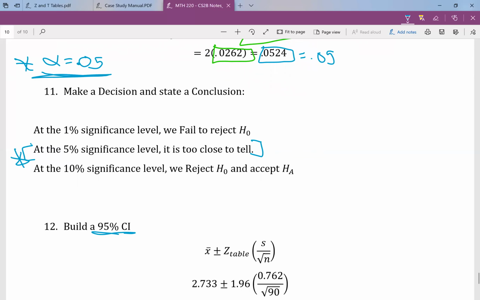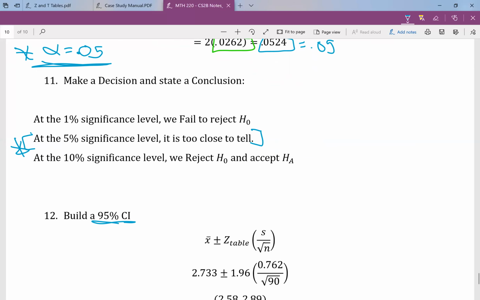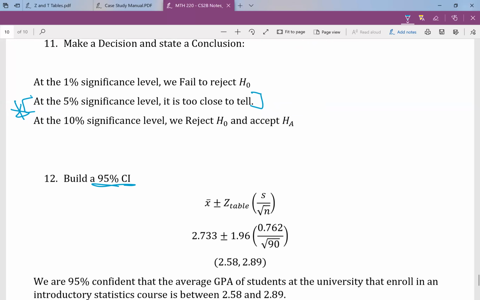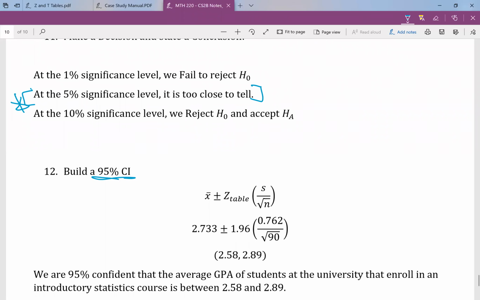Okay, 1.96 is the value from the z-table, 2.733 comes from the problem, 0.762 comes from our problem, and 90 comes from our problem. When you calculate those, you should get 2.58 to 2.89. So how do we interpret this confidence interval? Notice I don't have the symbol mu in here. I say what mu is in words. We are 95% confident that the average GPA of students at the university that enroll in an introductory statistics course is between 2.58 and 2.89.